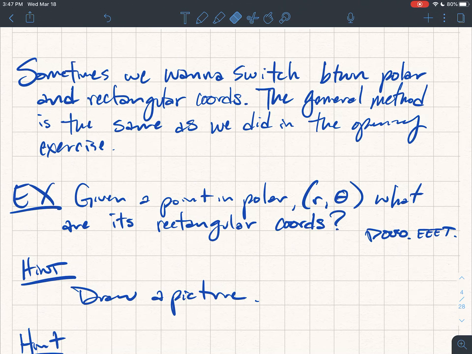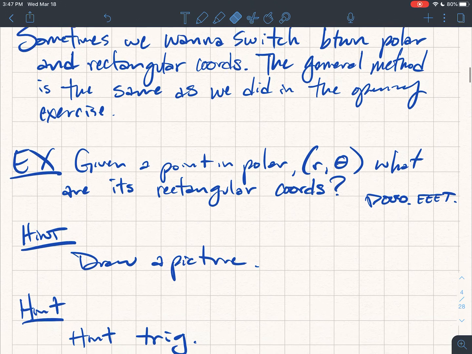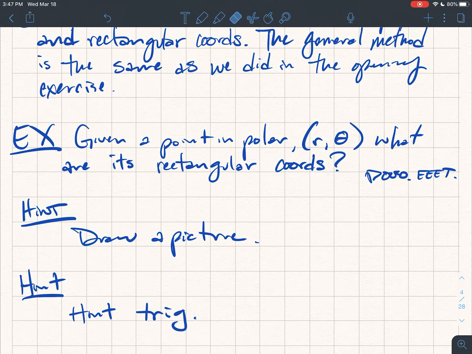I want you to pause this video, give it a shot, unpause, I'll scroll up, give you a hint, try again, pause, unpause. I think I've got 3 hints for you. First hint is draw a picture. Pause, try to work it out. Write r theta in rectangular coordinates. Your second hint is you're going to need to use some trigonometry.